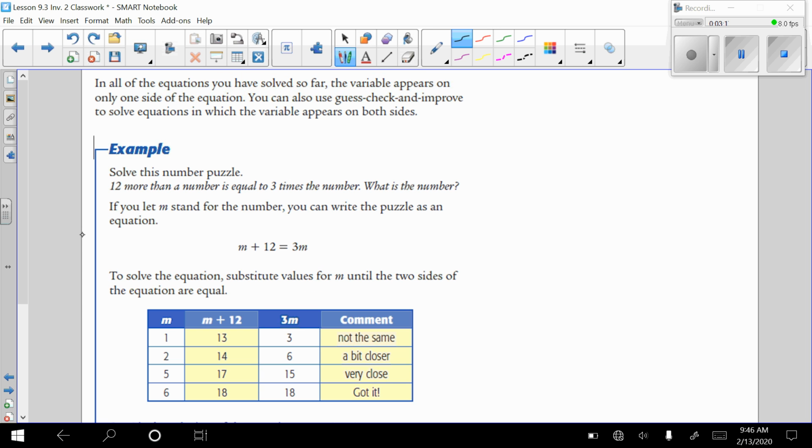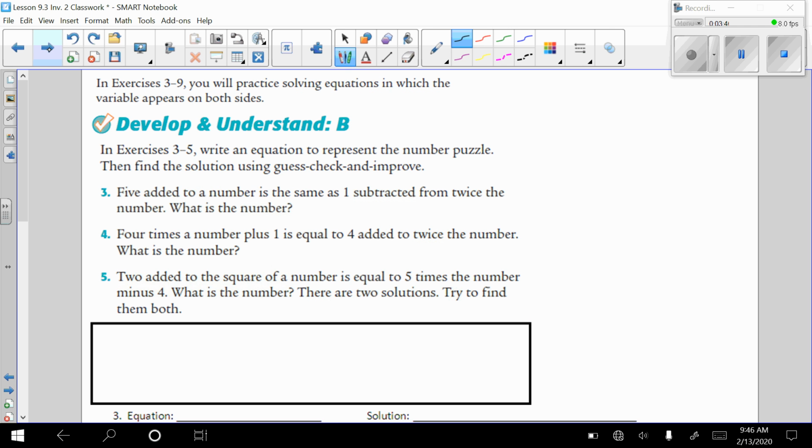Well, remember in class, we learned that the word "then" means flip it, and we were writing above it. So if I have 12 more than a number, that means to add. I can use any variable I want, I'll use m, is equal to 3 times a number. And now with that "then" word, I'm going to flip those two around to come up with my m plus 12 equals 3m. So let's look at a couple and see what we can do.